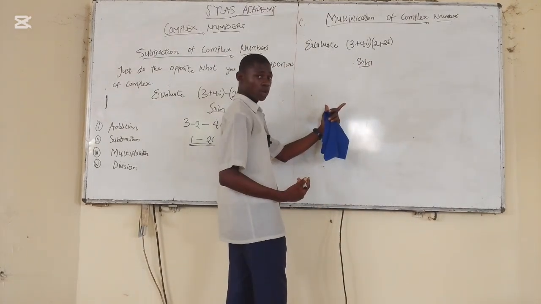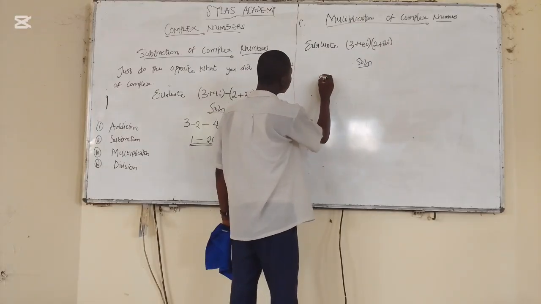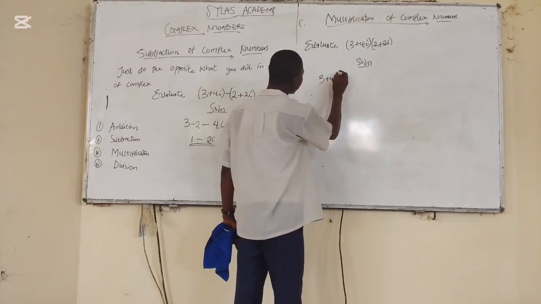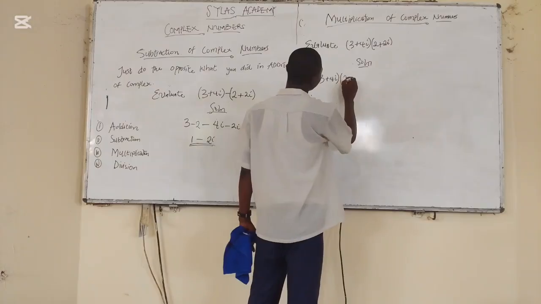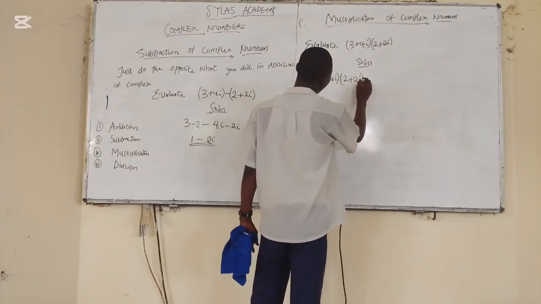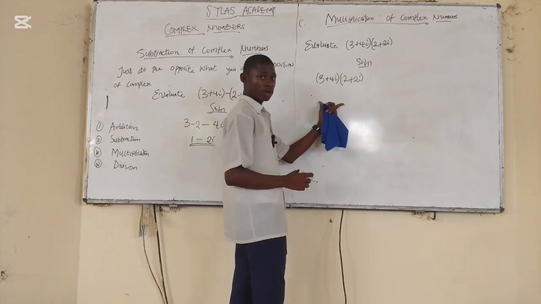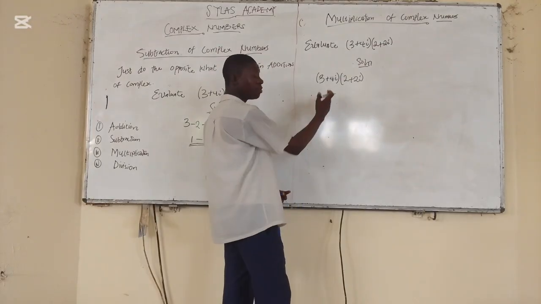Write your solution. How do you express your question? 3 plus 4i into 2 plus 2i. This is the expression of your question. Are you following now? So now you open the bracket.